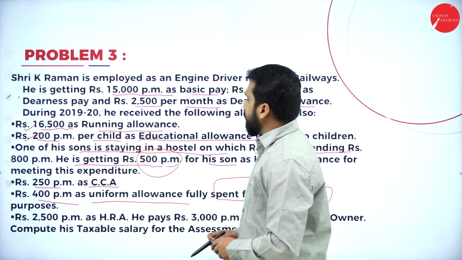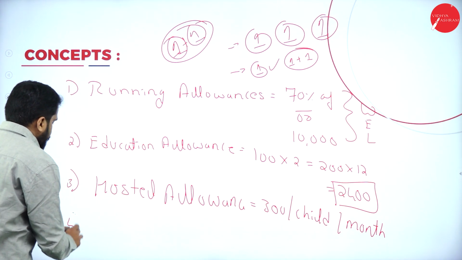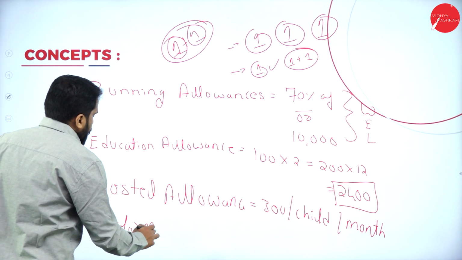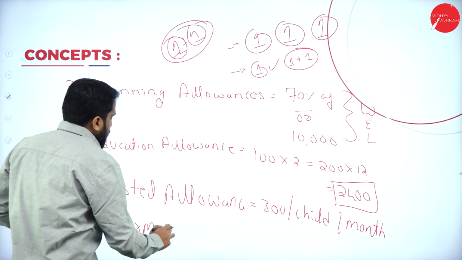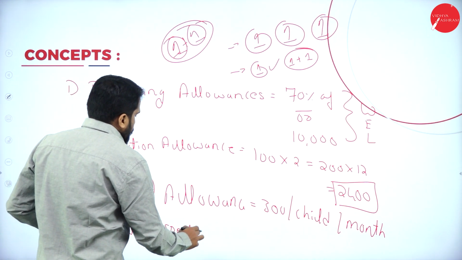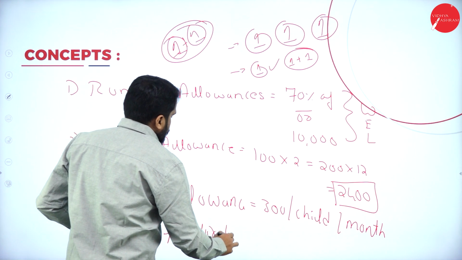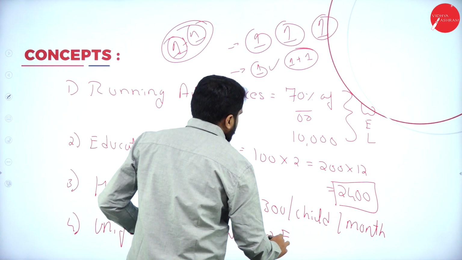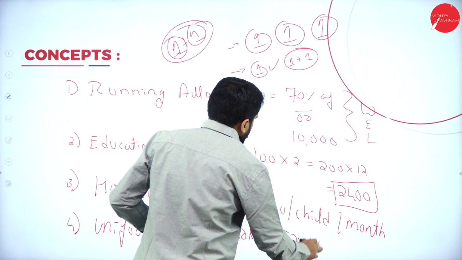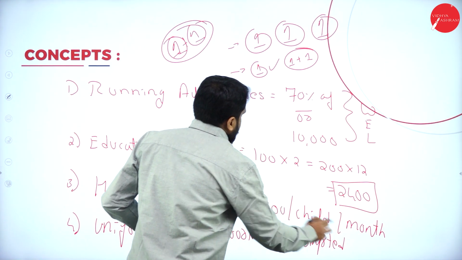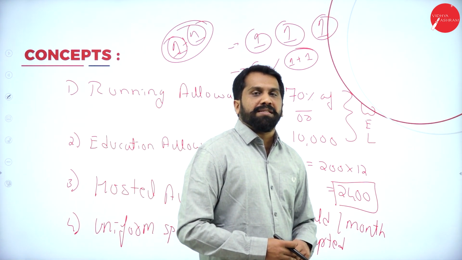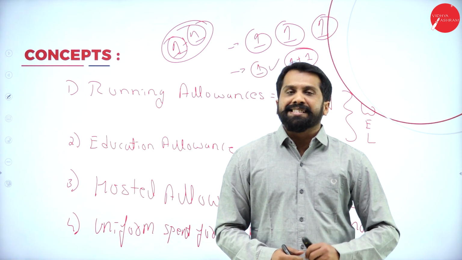I'll go back to your concept. Your fourth one: uniform, spent for work, is exempted. Whatever allowance is given for uniform, if it is completely spent for your office purpose, then it is completely exempted.